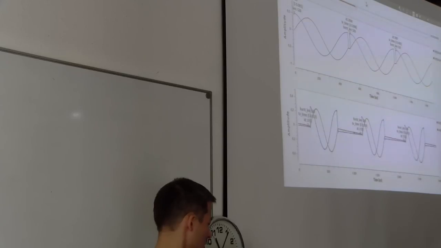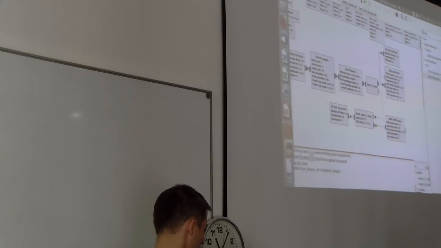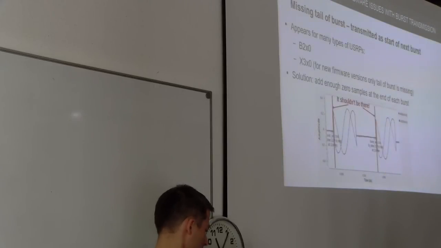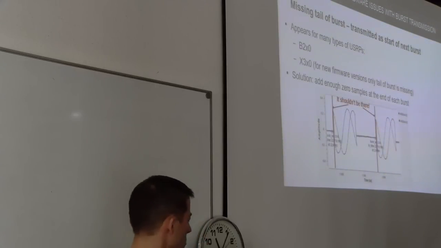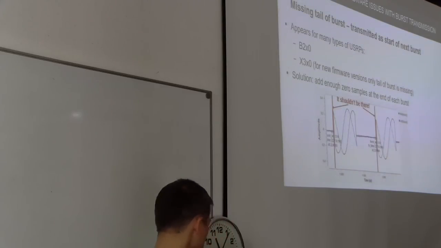Yeah, much better, but you have some delay. And yeah, we stop this. And it appears for every USRP that I've seen, maybe not for X300 devices. I haven't seen this tail of a burst at the beginning. But there is still a missing part of the burst. So you should add zeros anyway.